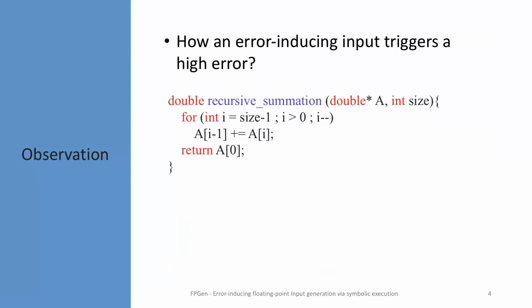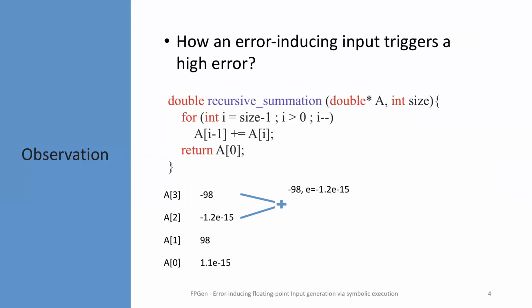First, we observe how an error-inducing input triggers a high error. We use a program that implements recursive summation as an example. This program takes an array as input, and it computes the sum of the array elements. We manually crafted an input array that can trigger a high error in this program. For this input array, there are 3 additions. In the first addition, it adds A3 to A2. The result is -98. E here represents the error in the result. As we can see, the value in A2 is rounded off in this operation.